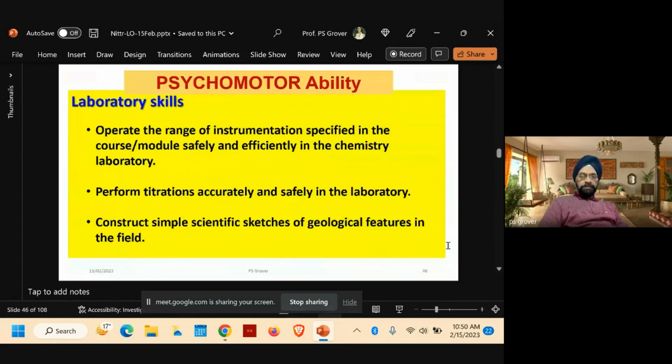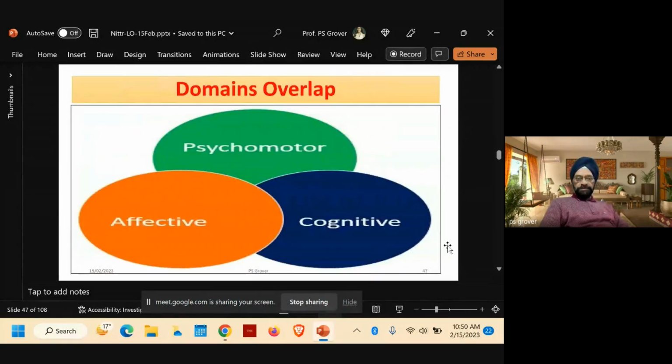So psychomotor ability: laboratories have to help develop laboratory skills. Now, Bloom's taxonomy has three domains: affective, cognitive, and psychomotor. They are not independent or separate; they overlap each other. There may be disciplines where the cognitive domain is much more important than the psychomotor and affective. There may be disciplines where psychomotor is much more important than the others, or where affective is more important than the others.